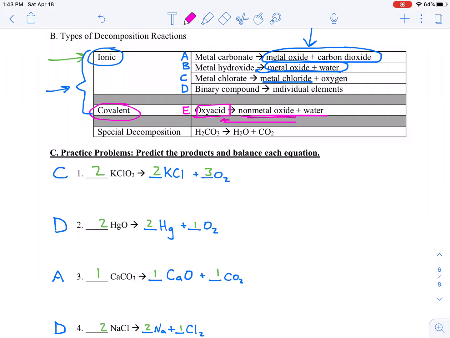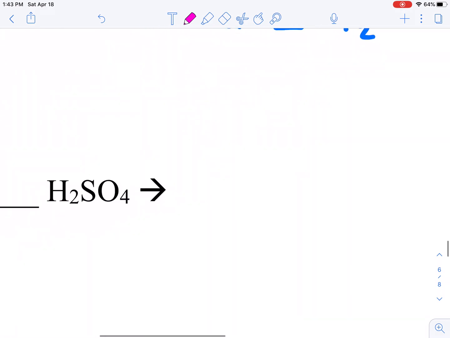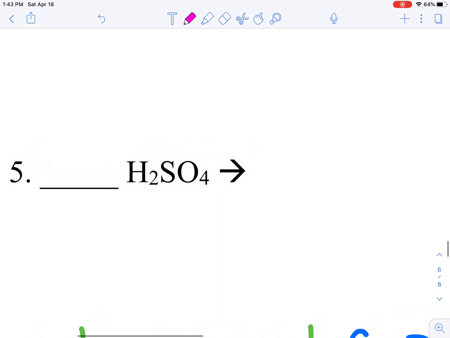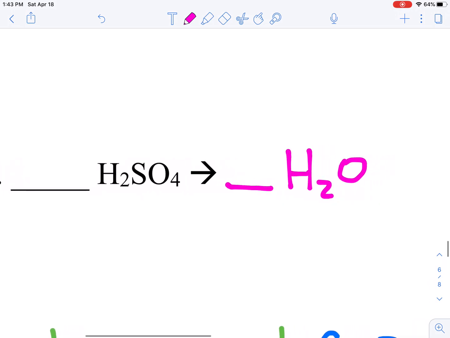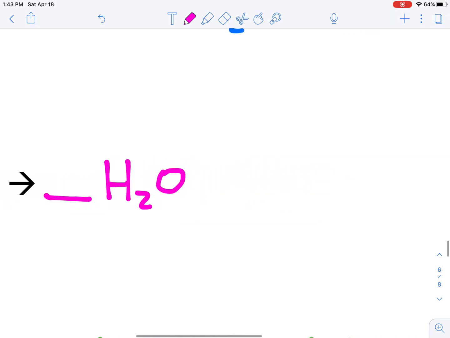We are first going to write what we know, which is water. Water never changes. Water is always H2O. So when H2SO4 decomposes, we are going to first get water. And then our next step is going to be to balance the hydrogens. But they already are, right? So H2 and H2 are balanced, which means all we have to do now is write what's left.